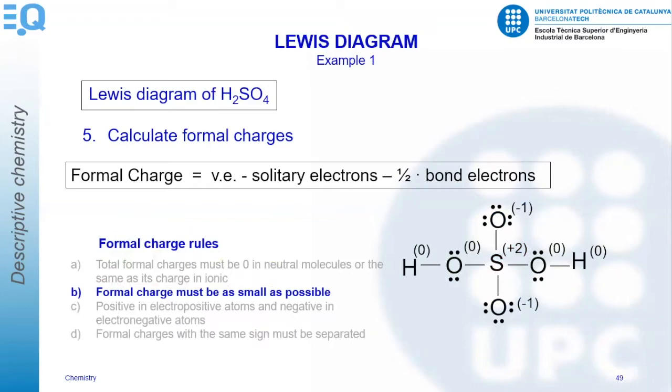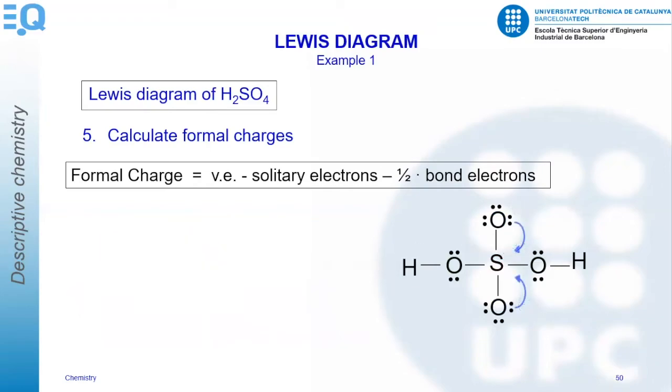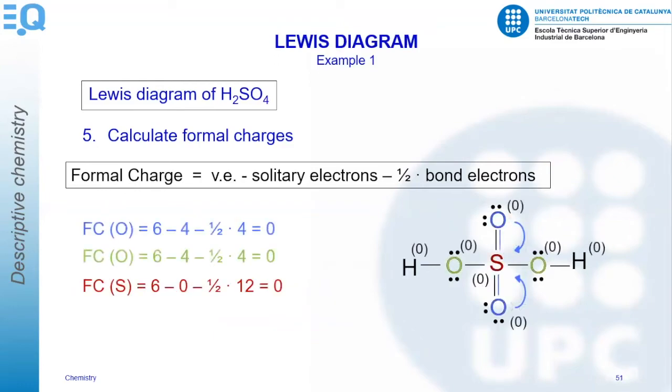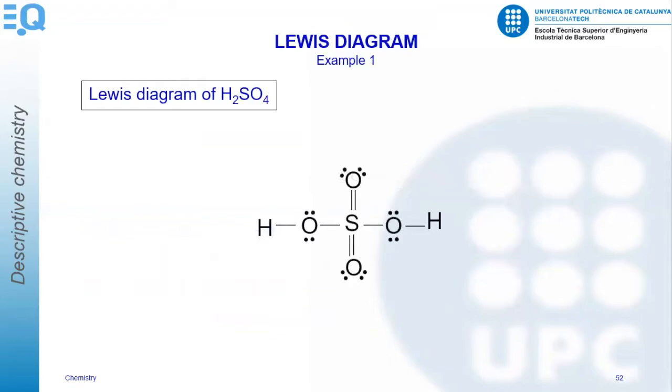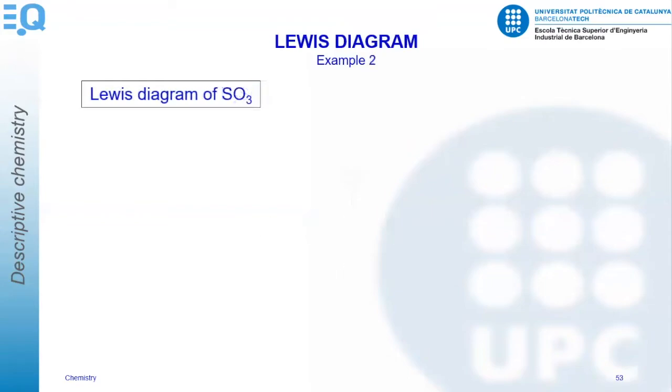Following the rule B that says that formal charge must be as small as possible, the solution is to form a double bond between those oxygens that are not bonded to the hydrogen and the sulfur. If we make this double bond, we can calculate the formal charges again, and we can see that all of them will be 0. As a result, we can see how the sulfuric acid molecule looks in a Lewis diagram.